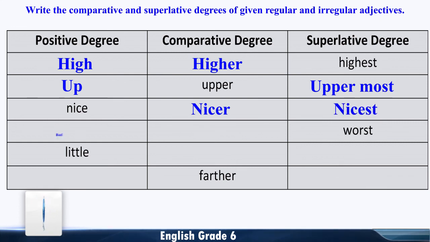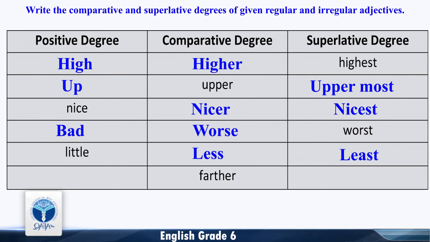Positive degree: bad. Worse. Worst. Positive degree: little. Less. Least. Positive degree: far. Farther. Farthest.